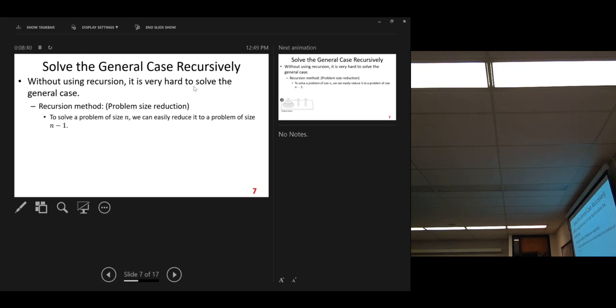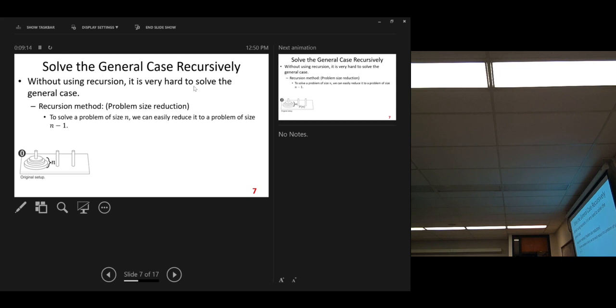Every time we only reduce the problem size by 1. But we assume we can solve the problem of size n minus 1. Then we go from there. How much do we need to do for size n? All right, so that's our result. We still use this picture, but let's change our view a little bit.